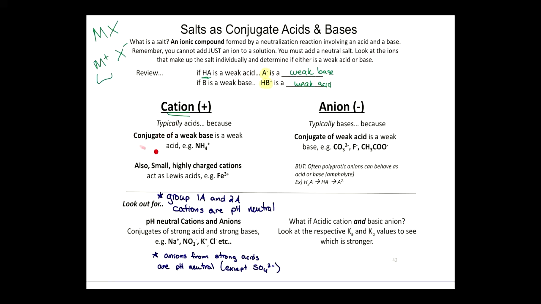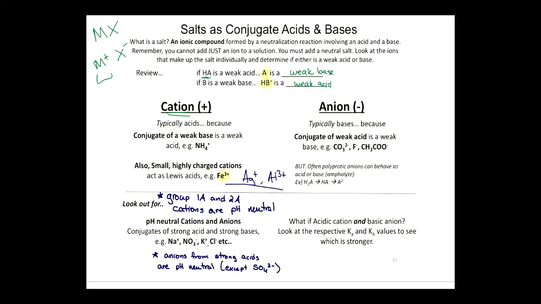Cations typically are acids because they're conjugates of weak bases, but another class of acidic cations are Lewis acids. So very small, highly charged cations like iron 3+, silver+, and aluminum 3+. Those types of really small cations act as Lewis acids that we talked about a little bit earlier, right?